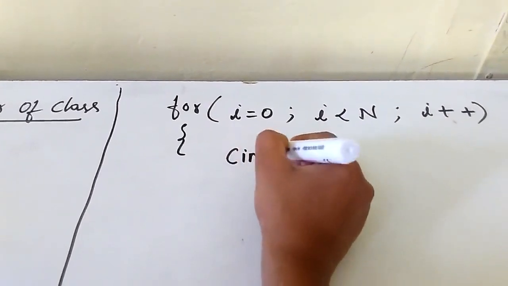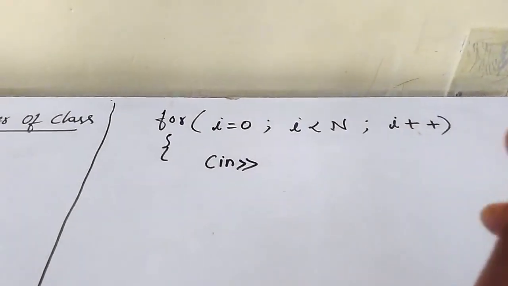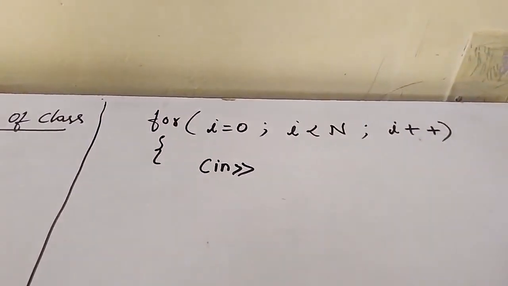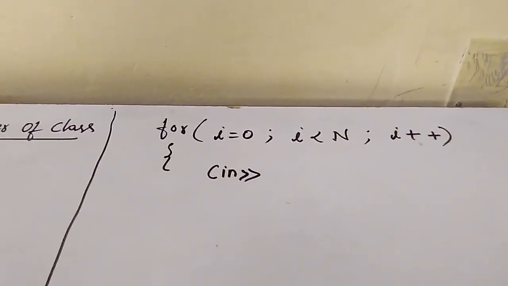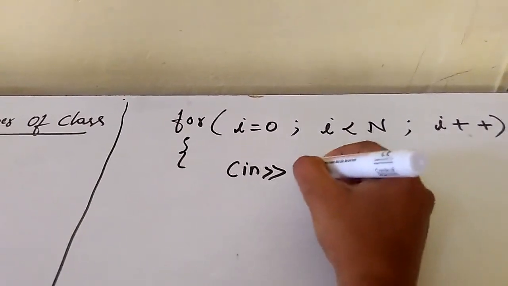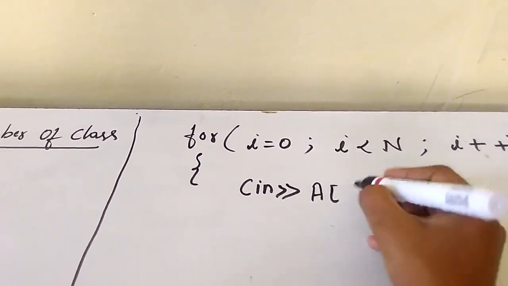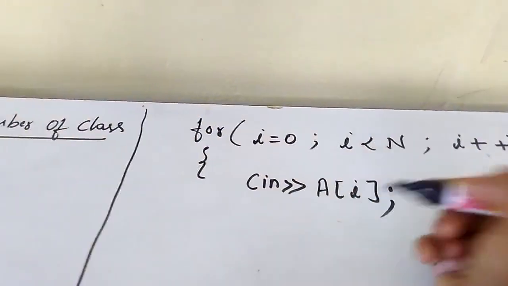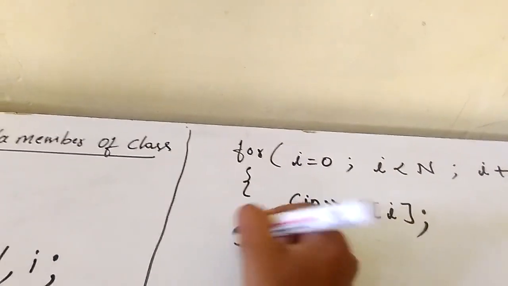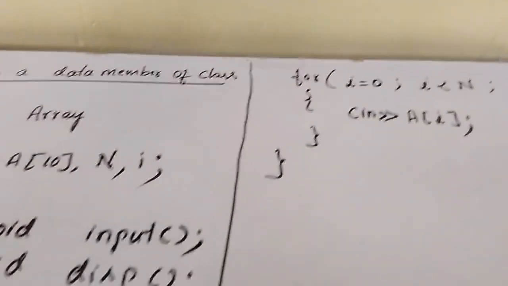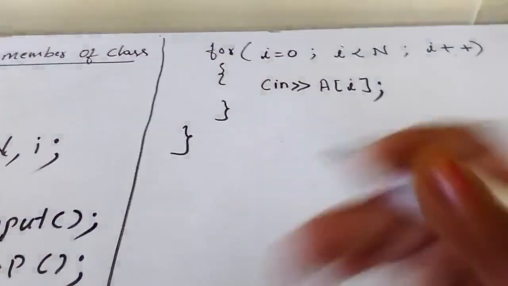For each and every location, when the control comes to the 0th location, what is the next operation? The user has to input a value. That value has to be stored in a of 0th location. See, in a of 0, a of 1, it has to increment automatically. That's why we have to write i here. Close, function close. This input function contains a for loop. That's why I have defined it outside the class.